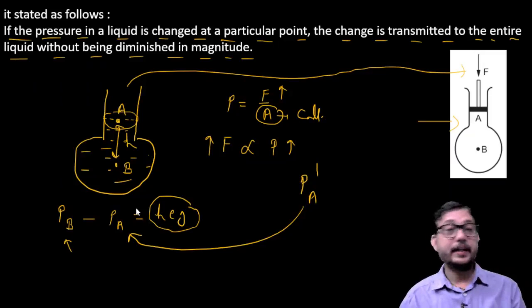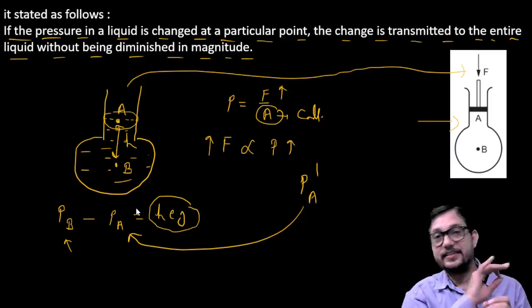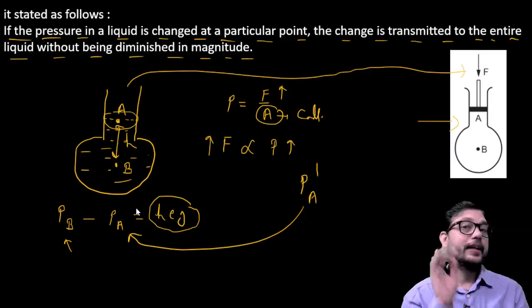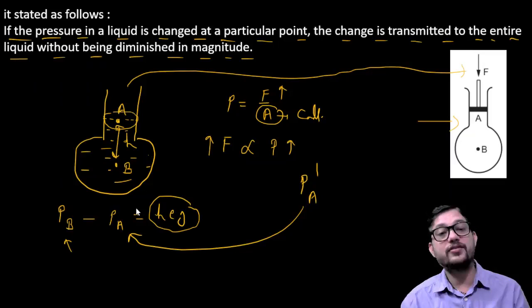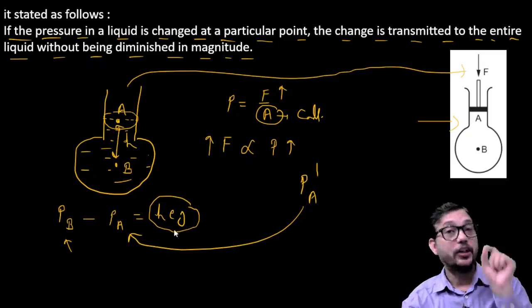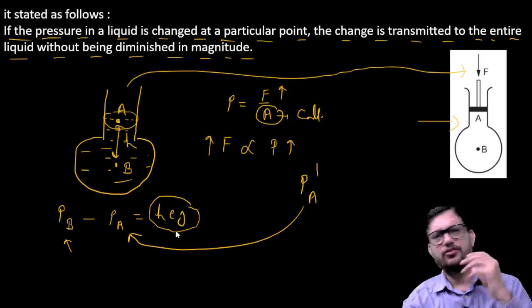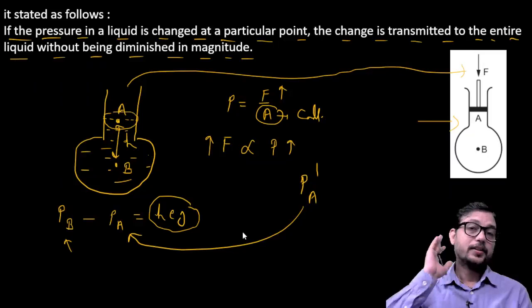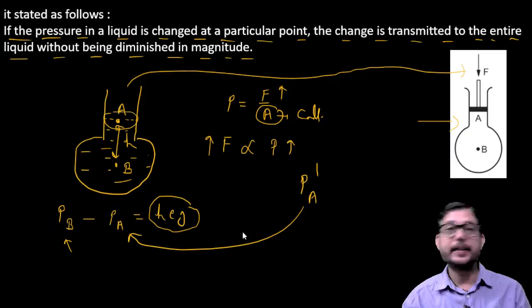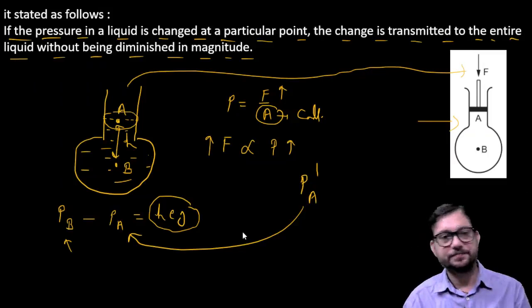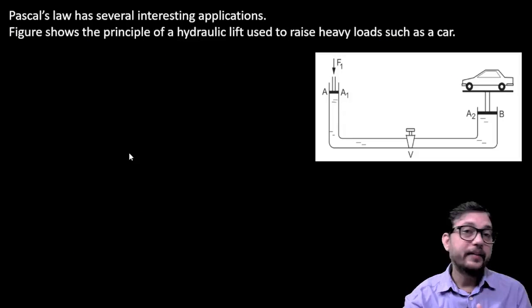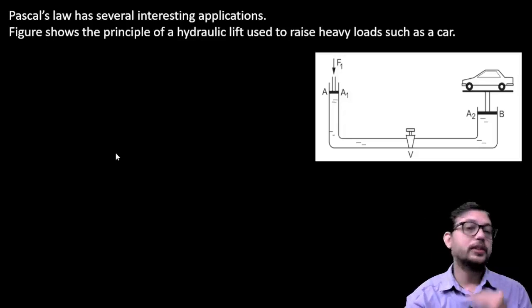And the pressure that is transmitted will not diminish, will not decrease in magnitude. If it decreases, then the difference of the points PB dash minus PA will not be equal to H rho g, which is not possible. So I hope you can now better understand what actually Pascal told us. Now we have some interesting applications which follow Pascal's law.